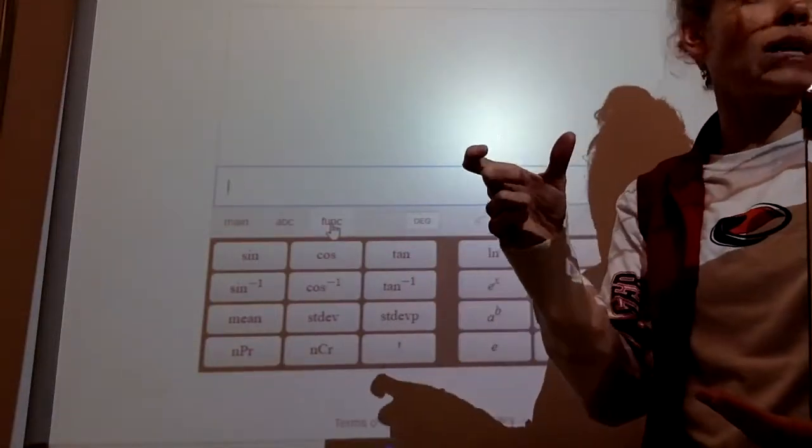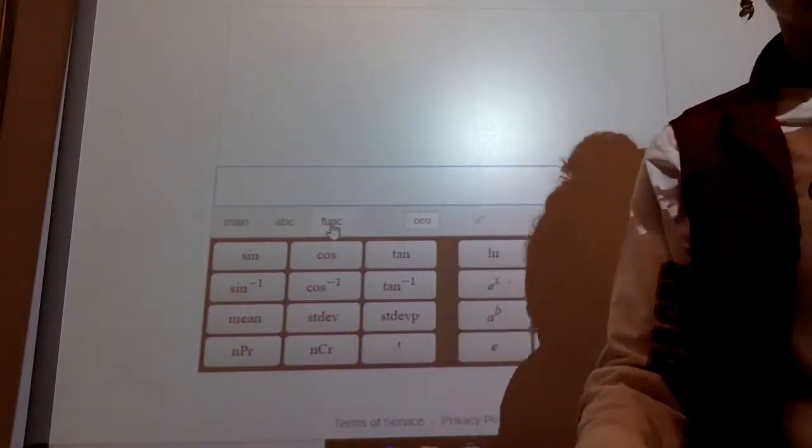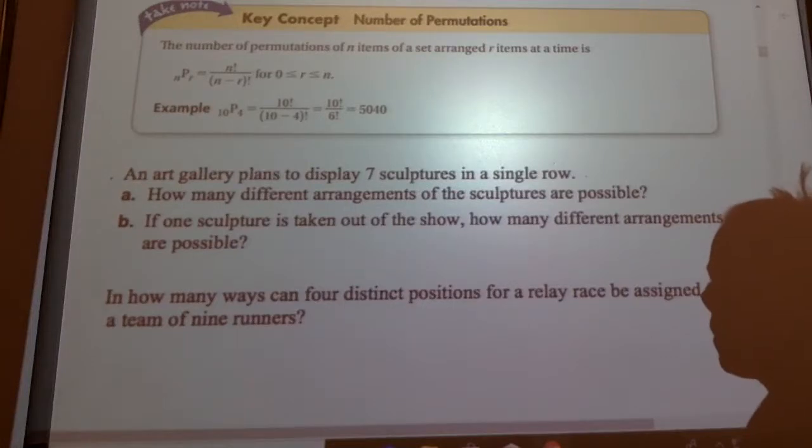If you flip your phone on the side, those buttons aren't there. So you have to go to Desmos is a good one. There's probably a bunch of other ones. So nPr and nCr.